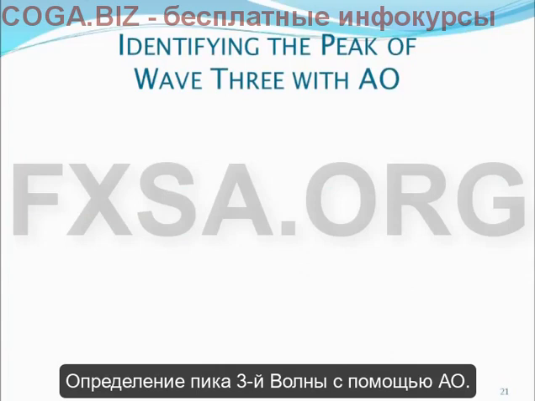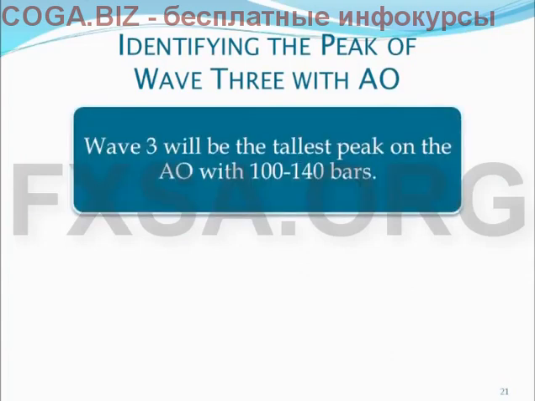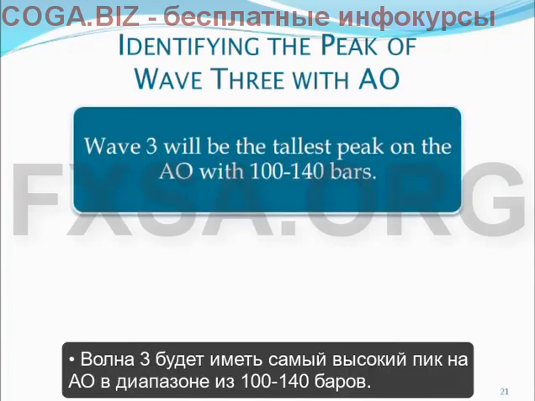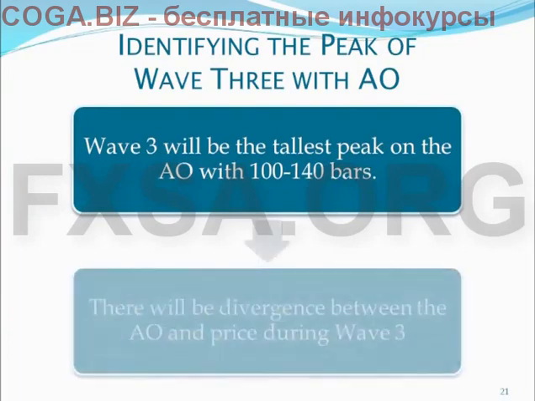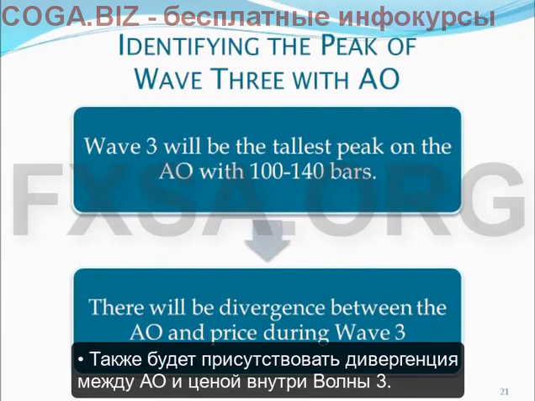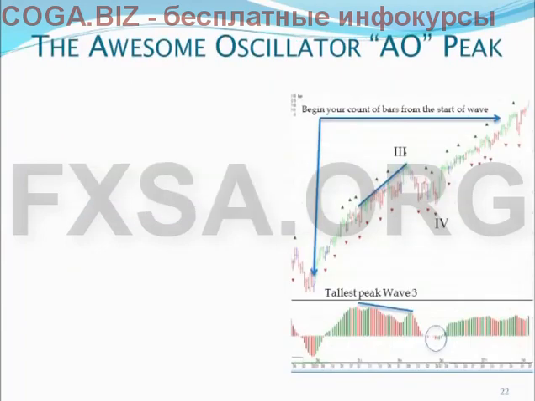Identifying the peak of wave 3 with the AO. Wave 3 will be the tallest peak on the AO within the 100 to 140 bars. There will be divergence between the AO and price during wave 3. Okay, the awesome oscillator AO peak.